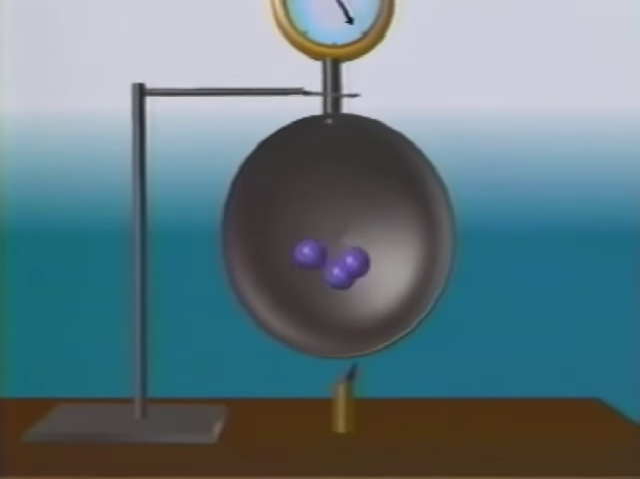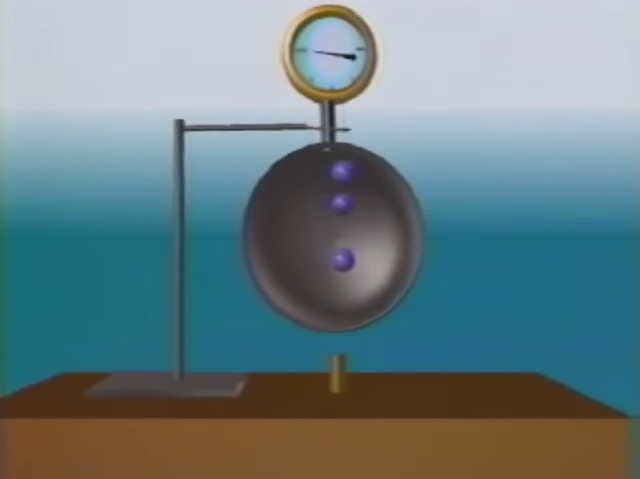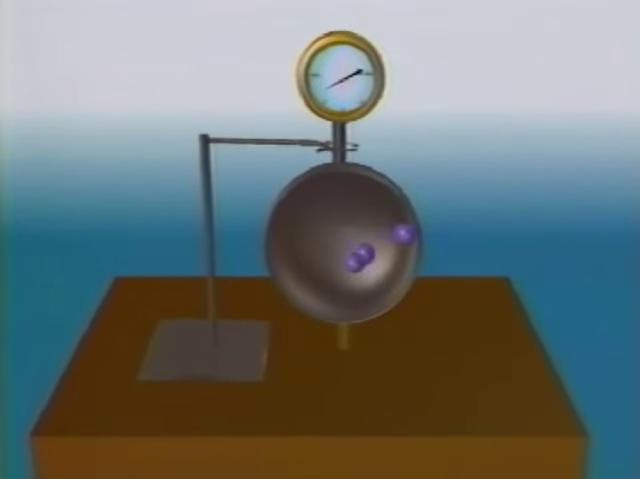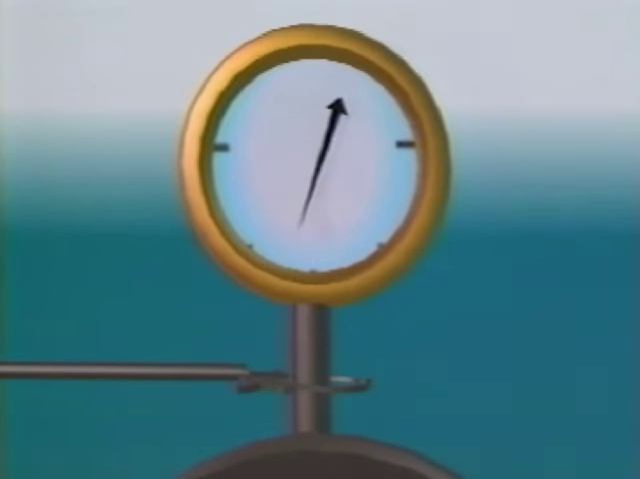Cooling a gas decreases the speed of the particles. As the temperature is decreased, the kinetic energy of the particles decreases. They slow down. They strike the walls less frequently and with less force. As we cool a gas down to a certain point, we continue to decrease its pressure.